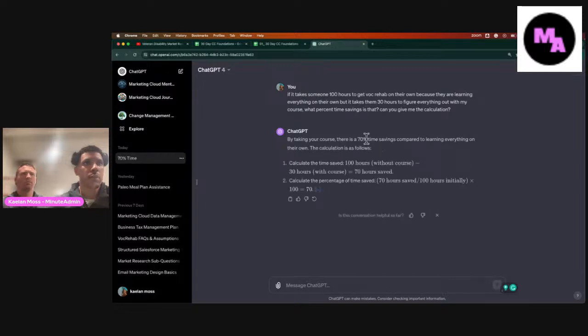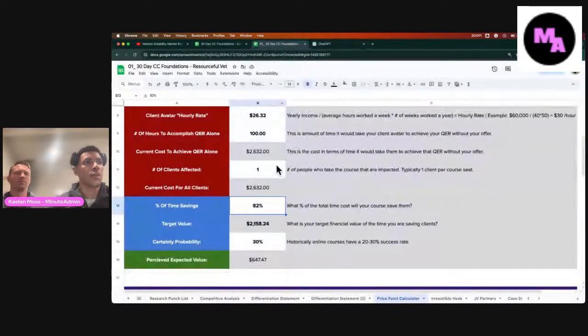That's a 70% time savings compared to learning everything on their own. The calculation is as follows. Calculate the time saved: 100 hours without the course minus 30 hours with the course, so that's 70 hours saved. Calculate the percentage: 70 hours saved divided by 100 is 70%. So we're going to put 70%.